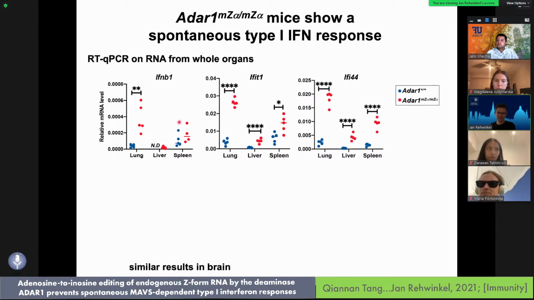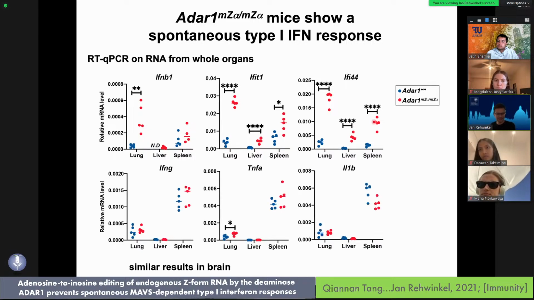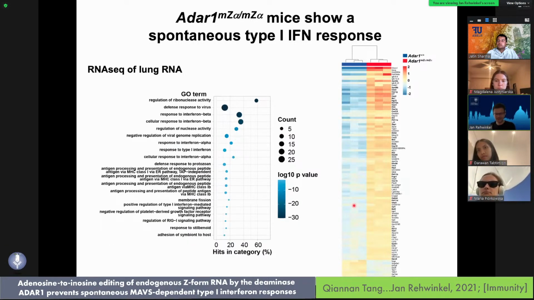And the color coding is such that blue is wild type and red is mutant mice. You can see that in the organs that we've analyzed, interferon-stimulated genes were upregulated in our mutant mice compared to wild-type mice. And this induction of an interferon response was specific in the sense that other markers of inflammation, such as type 2 interferon gamma, TNF-alpha, or IL-1 beta, were all more or less unchanged in the mutant mice compared to our wild-type mice. So this suggested that these animals show spontaneous production of type I interferons, and we've validated this in multiple ways.